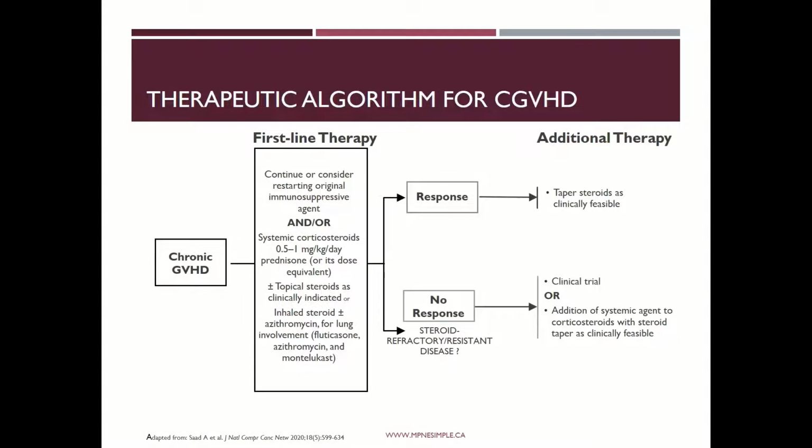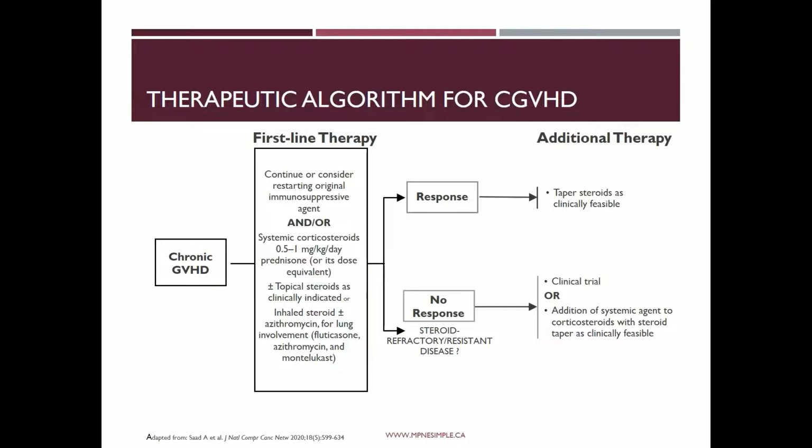This is a potential therapeutic algorithm for chronic graft versus host disease. First-line therapy usually involves continuing or restarting the original immunosuppressive agent, such as a calcineurin inhibitor, and combining it with systemic corticosteroids, 0.5 to 1 milligram per kilo per day, with topical therapy as indicated. If patients are responding, then that is great news. And it's suggested that one tapers steroids and immune suppressants slowly as clinically feasible.